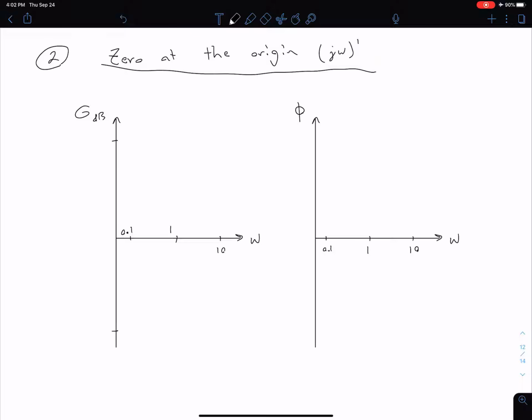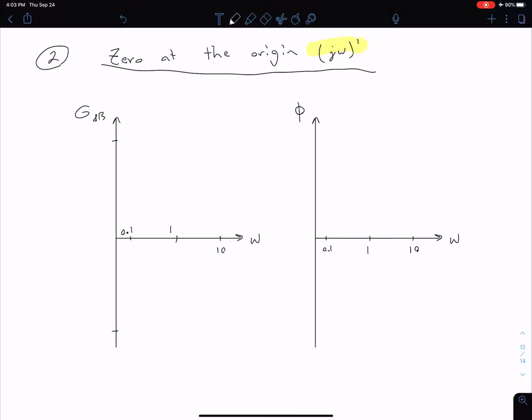In this video, we're going to cover the next two possible terms, our zero at the origin and our pole at the origin. So first, our zero at the origin, we can see is represented just as our j omega to the power of 1. And so we have our sort of basis for our Bode plot.